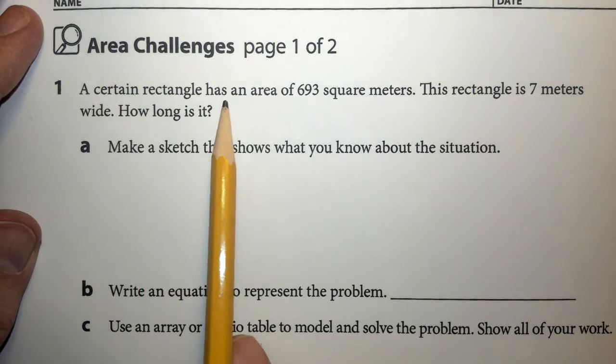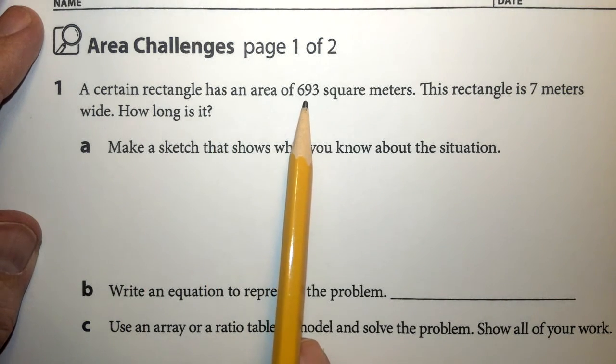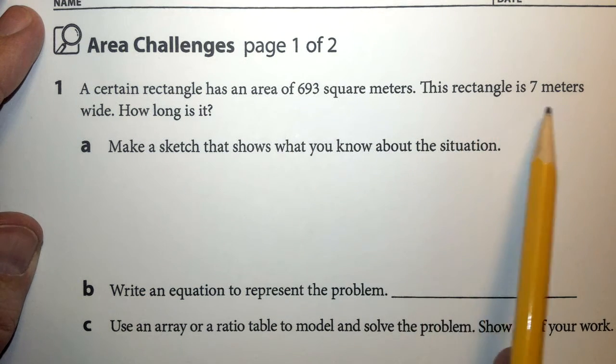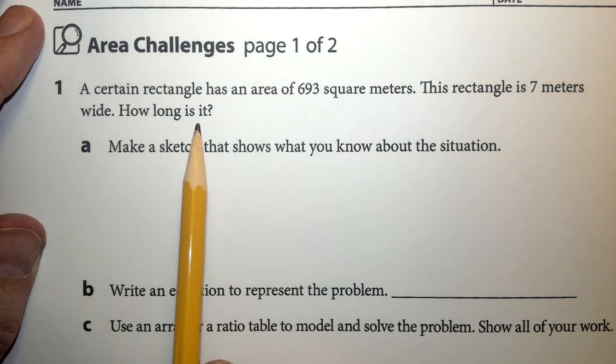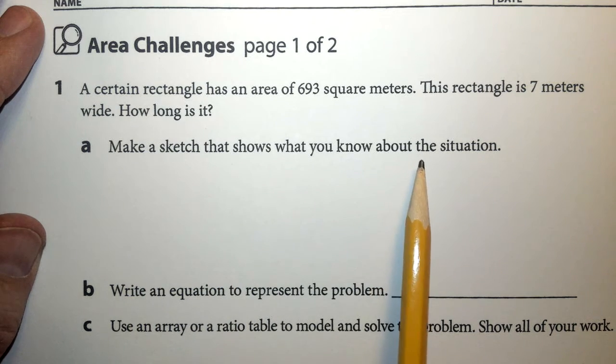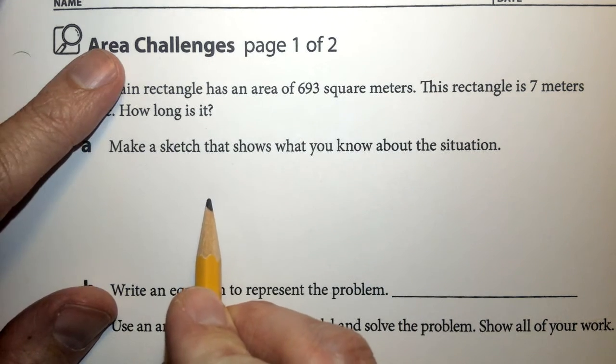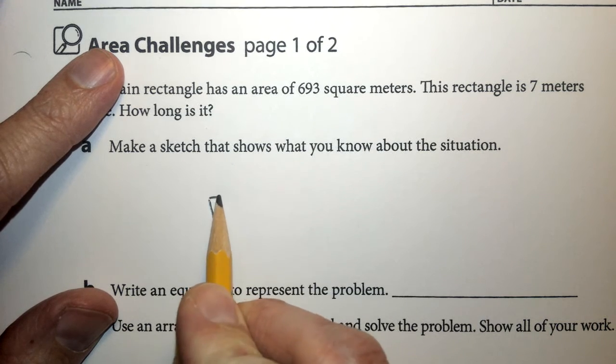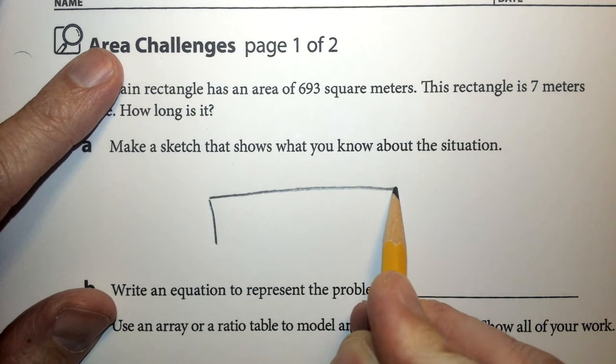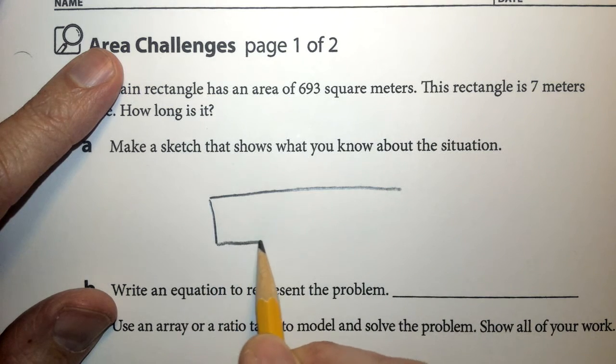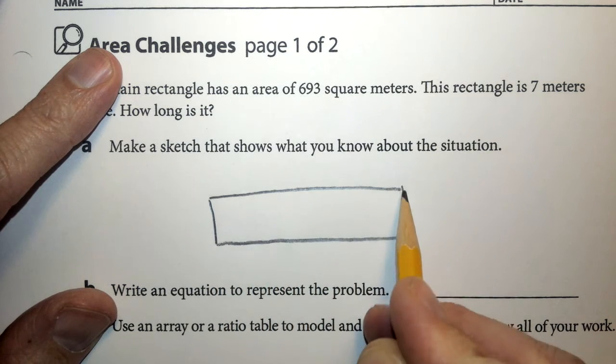So a certain rectangle has an area of 693 square meters. This rectangle is 7 meters wide. How long is it? So first we're going to make a sketch that shows what we know about the situation. Let's just go ahead and draw a rectangle. So go ahead and do this with me. If you need to pause the video to catch up, you can.